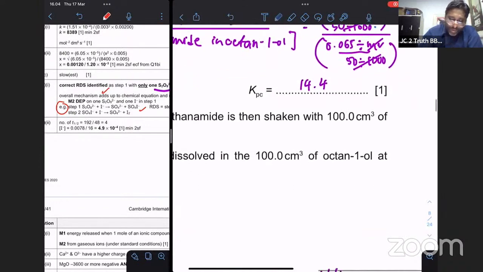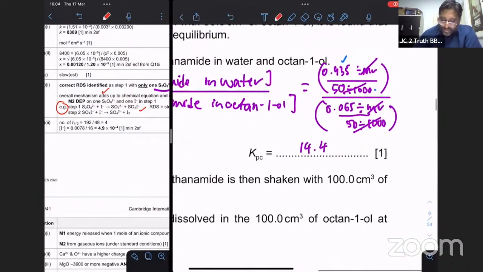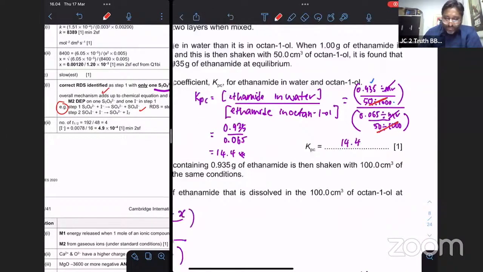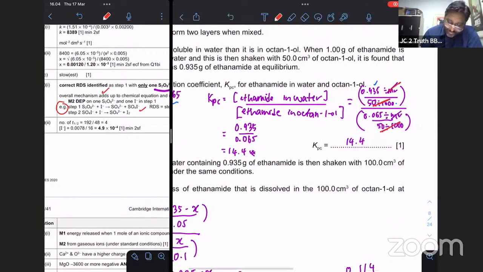So from here I can cancel, so you no need to find out the value. MR is the same, ethanamide MR. You cancel and you cancel. In the end, you are going to get this value straight away, mass divided by mass. It doesn't matter the MR and the volume. Then you will get the KPC, which is going to be 14.4.